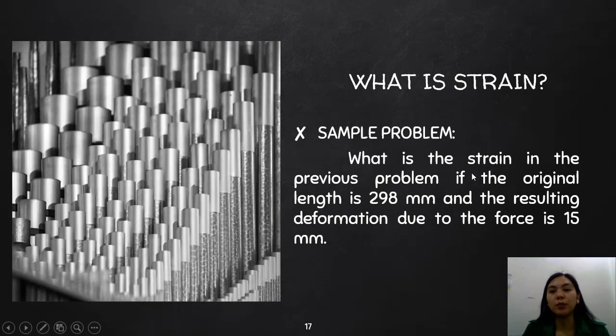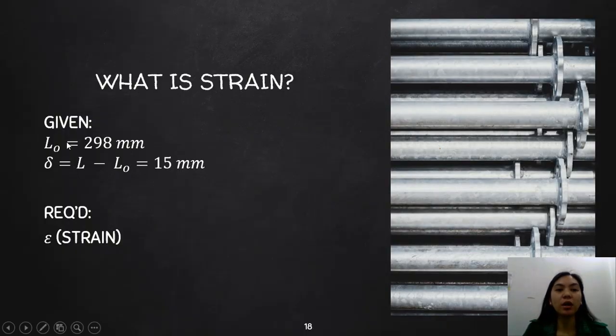So let's have a sample problem. What is the strain in the previous problem if the original length is 298 millimeters and the resulting deformation due to the force is 15 millimeters? So you are given an original length which is 298 millimeters and the change in length which is 15 millimeters. Sometimes the change in length is denoted by this symbol. This is also what we call your elongation. And you are required to calculate your strain, which is represented by the Greek letter epsilon.